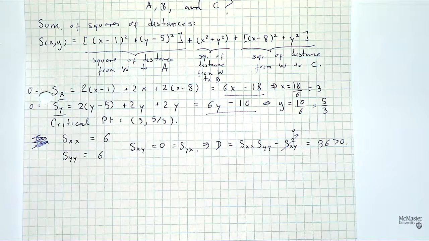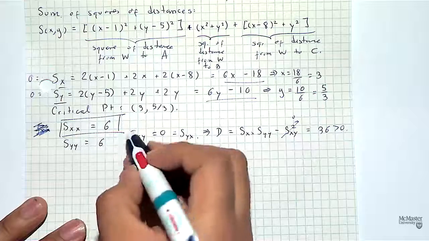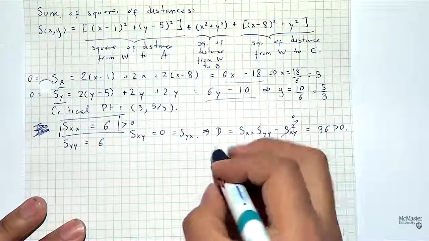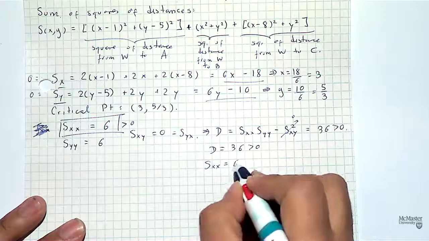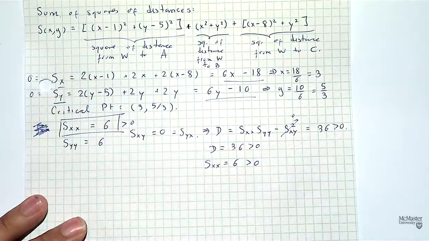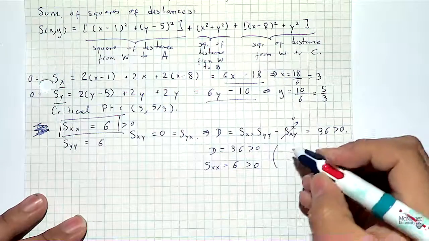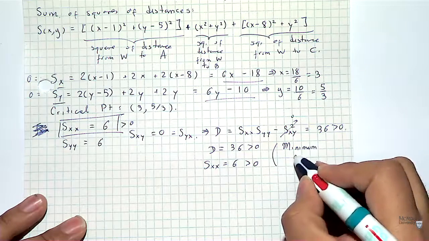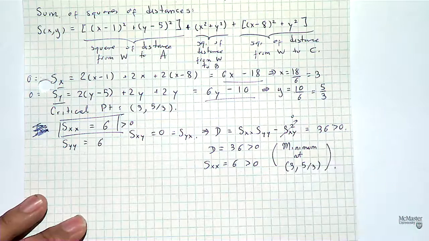Okay? So, well, in fact, what you would do later on is to study Sxx. But this is greater than 0, right? Because it's 6. So what you know, well, D is 36 greater than 0. Sxx is equal to 6 greater than 0. Here, you would have the minimum, right? So, well, here you have a minimum at the point 3, 5 over 3.